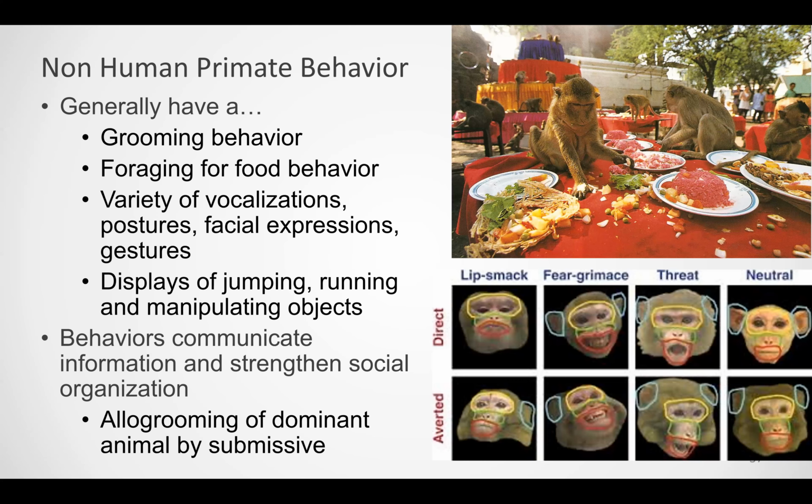They have lots of displays of jumping, running, and manipulating objects. Their behaviors communicate information, and it's related again to strengthening their social organization. And as I mentioned, there's allogrooming of the dominant animal by submissive animals. But again, that's okay. They know where their position is in the hierarchy, and it makes both of those animals feel more secure.